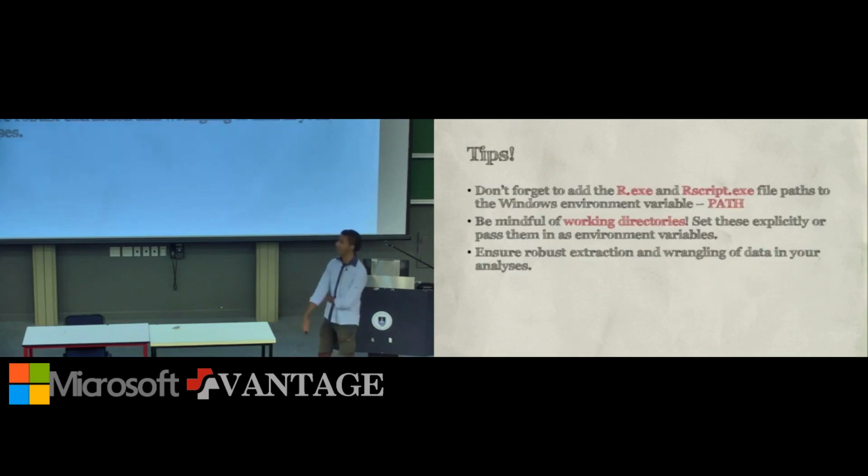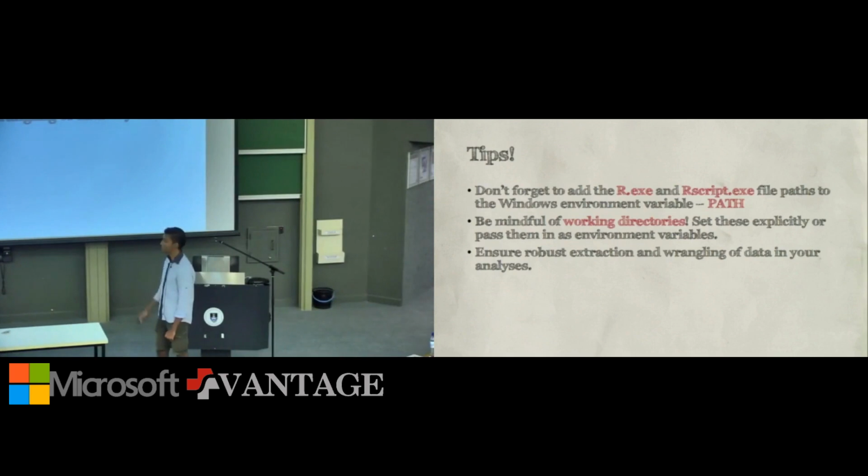So before I go then, a few tips. You're going to want to add the R and R script executable file paths to the Windows path environment variable. And another important one is to be mindful of working directory. So when you're executing the R scripts through a batch file, the default working directory does become that of the batch file. And lastly, you're going to want to ensure robust extraction and wrangling of data, just to ensure that from the first iteration to the last of this automated report, you're not going to be running into any trouble.